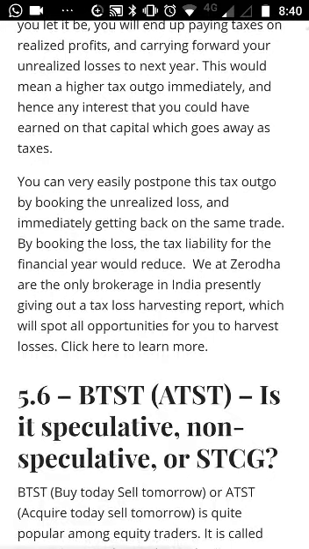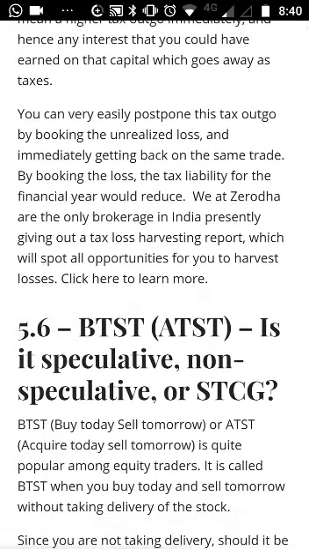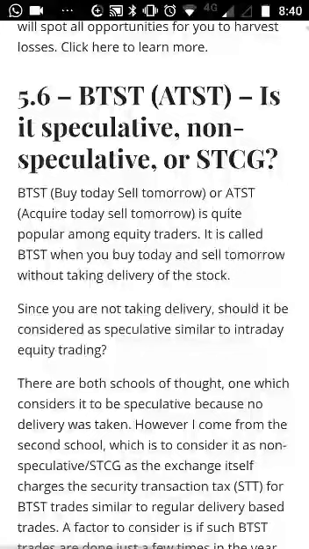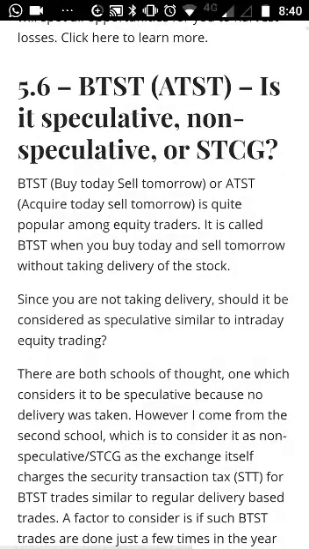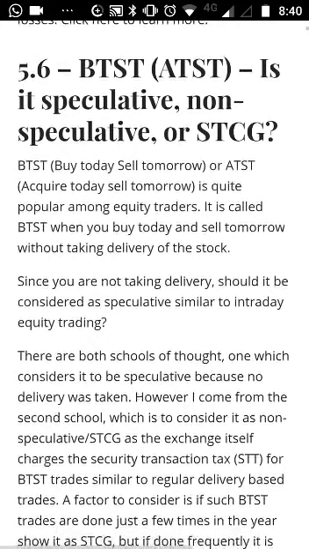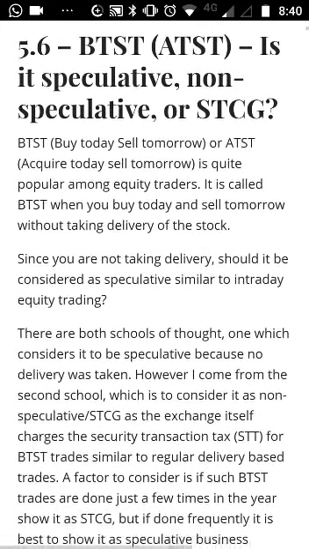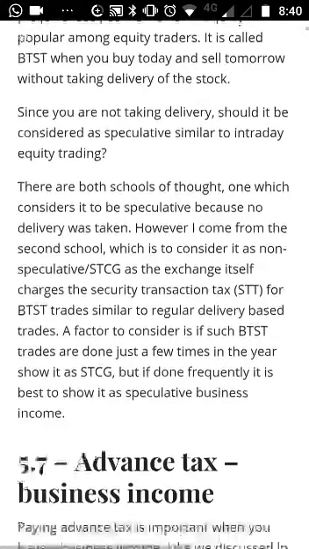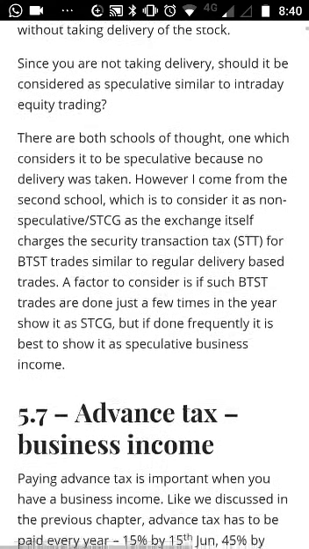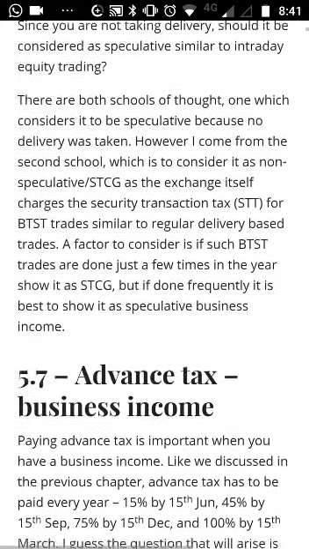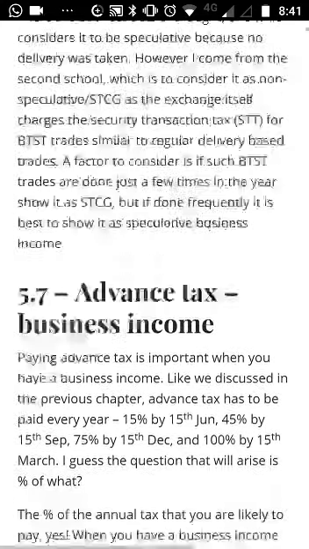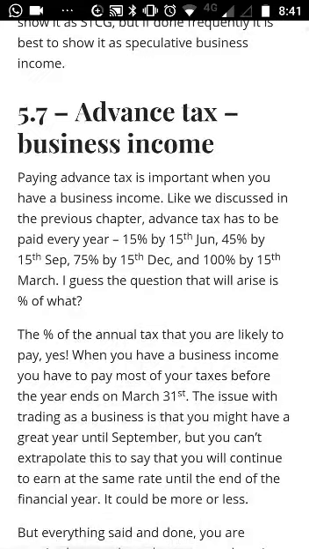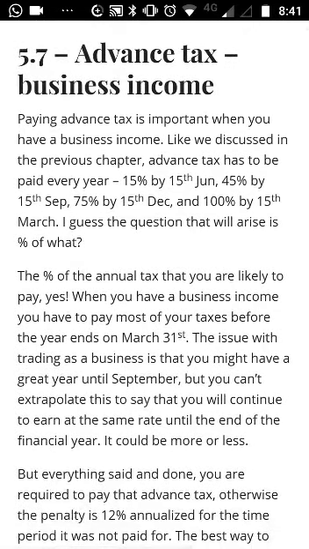Now, BTST or ATST. BTST is buy today, sell tomorrow, and ATST is acquire today, sell tomorrow. It is quite popular among equity traders. It is called BTST when you buy today and sell tomorrow without taking delivery of the stock, because whenever you take delivery of the stock, it means T plus 1 days, T plus 2 days, where T basically means trading day. If you have bought it today, within 2 days you can actually exit. Here it should be considered non-speculative, with short-term capital gains tax, as the exchange itself charges the security transaction tax for BTST trades.